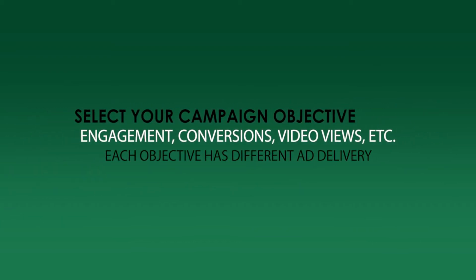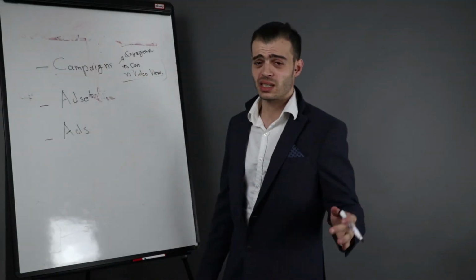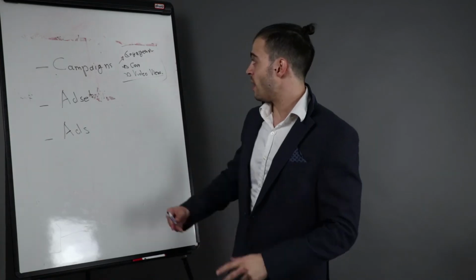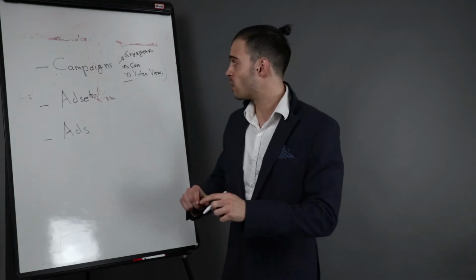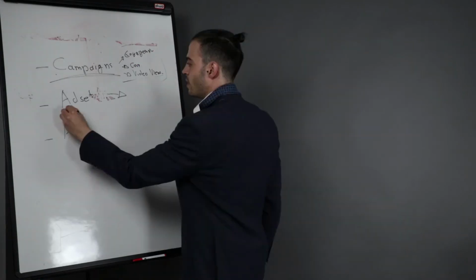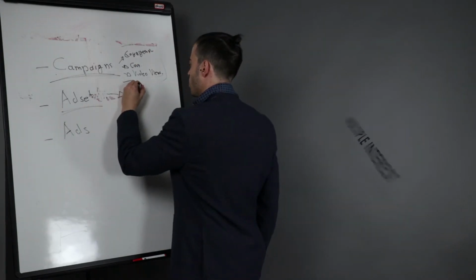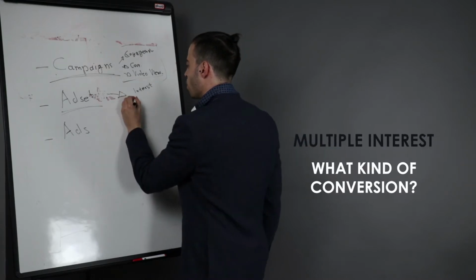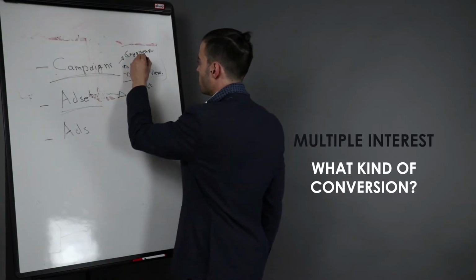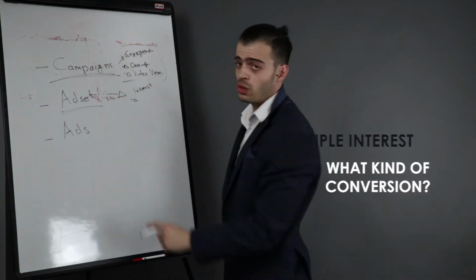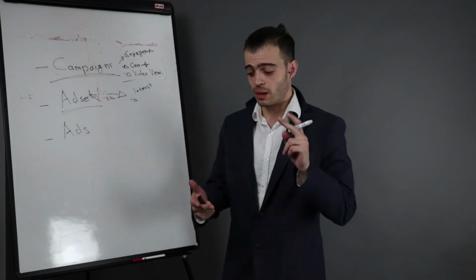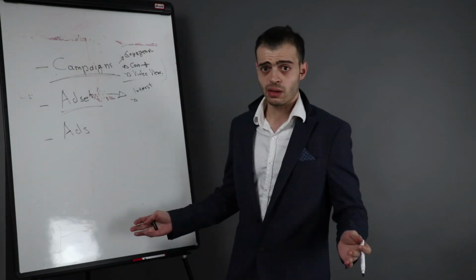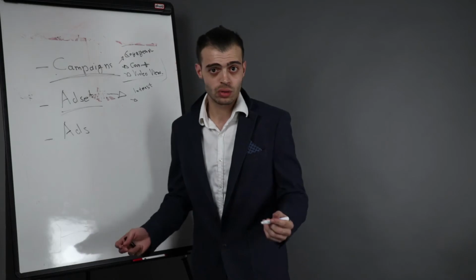conversions, video views, etc. And this is a common mistake that many businesses and marketers make. They want to start using engagement, testing their ads, and then going from engagement to conversions. And then in the ad set level, you have multiple interests and what kind of conversions. So let's say we choose conversions. Here you will set what kind of conversion. Is it an add to cart? Is it a checkout? Is it a purchase? There are many conversions that we can use, even just content view, so just a page view.